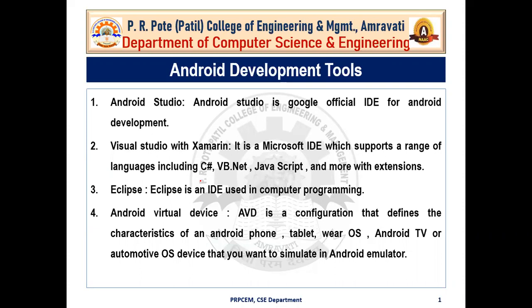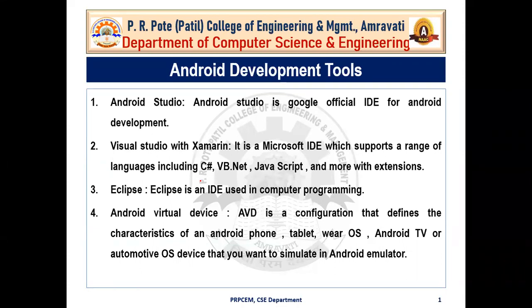Okay, so the first one is Android Studio. Android Studio is Google's official IDE, that is, integrated development environment, for Android development. Android Studio is used to develop a project from a simple one to a new one. Basically, it is an app building tool, meaning it is used to develop an Android application.